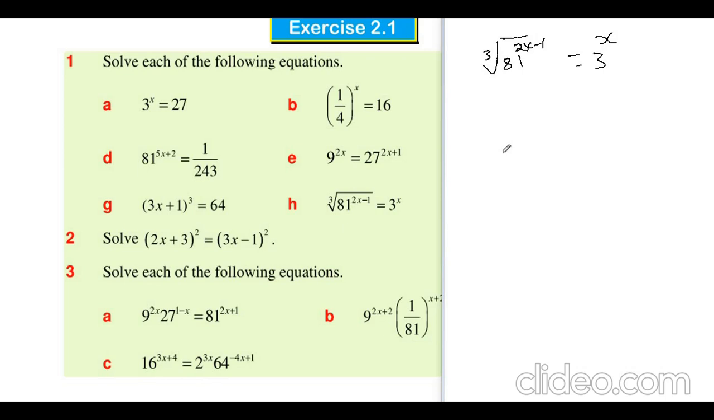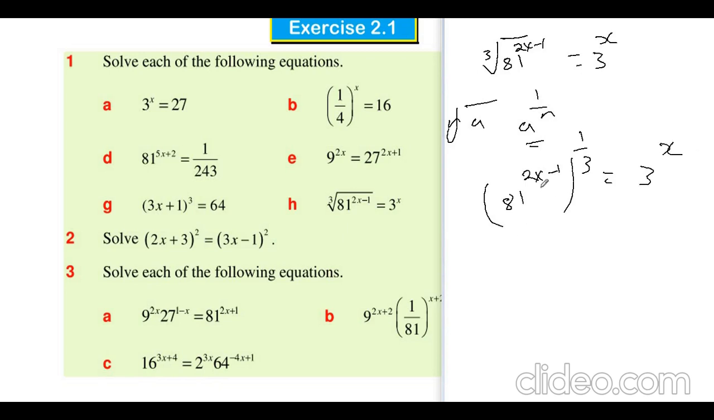እስኪ ደግሞ h ን እንየው. h ምንድነው ጥያቄው? Cube root of 81 the power of 2x minus 1 equal to 3x ነው. So የባለፈው ሩብ ላይ በደንብ ካያችሁ n is root of a ከሆነ ምንድነው የሚሆነው? a the power of 1 over n ነው ብለናል. So 81 the power of 2x minus 1 the power of 1 over 3 equal to 3x ይሆናል ማለት ነው. እዚህ ጋር ስለዚህ አሁንም ደግሞ አንድ ቤዝ ሁለት ኤክስፖነንቶችን ካለው እናባዛለን. So 81 the power of 2x minus 1 over 3 ይሆናል ማለት ነው, ይሄ equal to 3x.